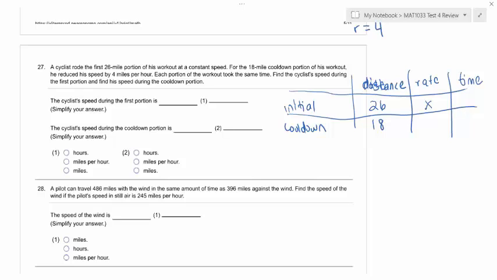Let's say he was going 20 miles an hour. I guess that's pretty fast, but whatever. We're just making up numbers. What would be the new speed if it was? So then you would do X minus 4. Yes. I always get that confused.